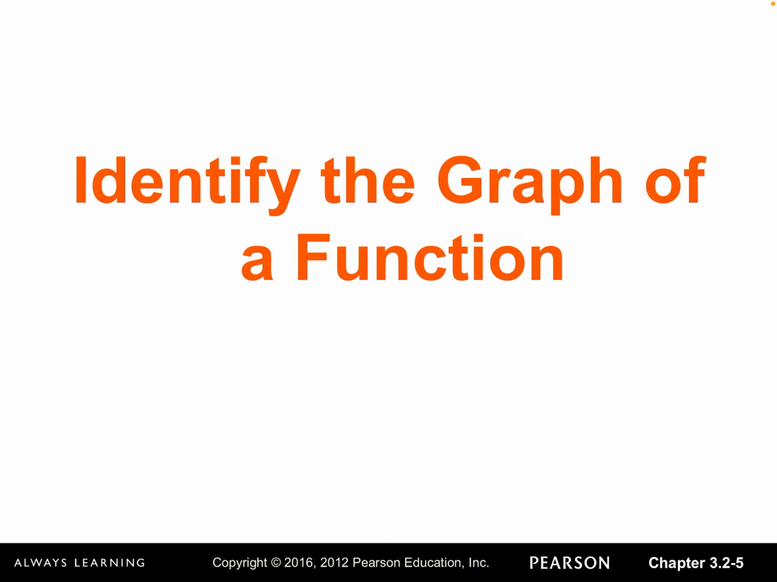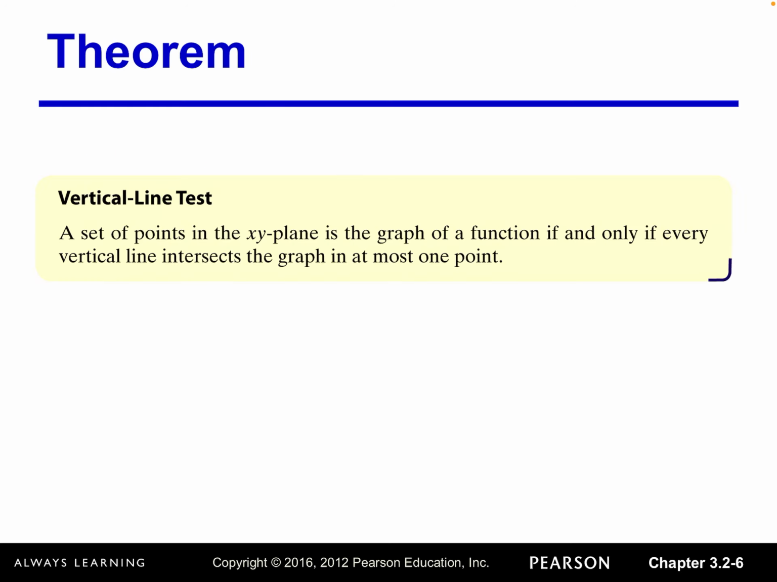So how can we identify whether a graph is a graph of a function or not? The method we're using is called the vertical line testing method. It works like this. A set of points in the two-dimensional xy plane is the graph of a function if and only if every vertical line intercepts the graph in at most one point.